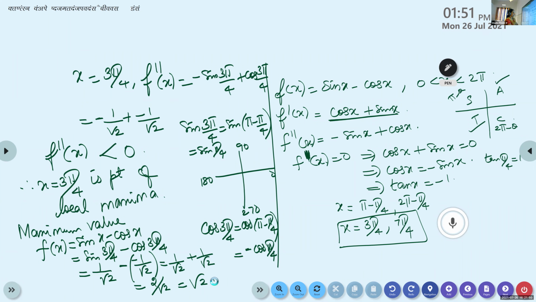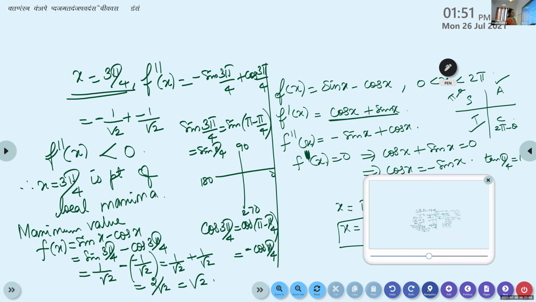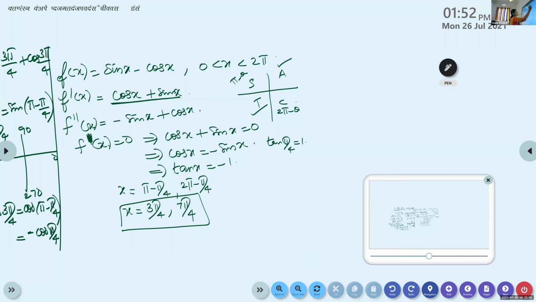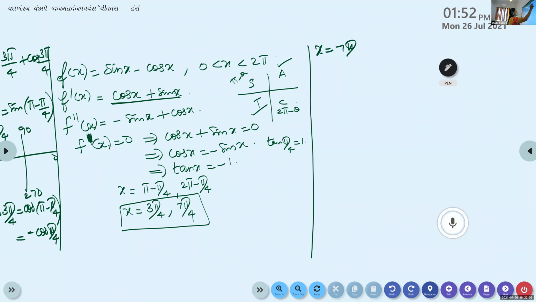So x is 3 pi by 4, we did only for the first case. Now you take the second case, when x is 7 pi by 4. When x is 7 pi by 4, what about f double dash of x? What is f double dash of x? It is minus sine 7 pi by 4 plus cos 7 pi by 4.